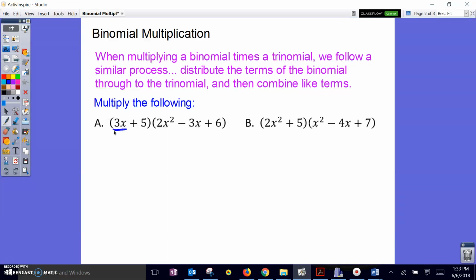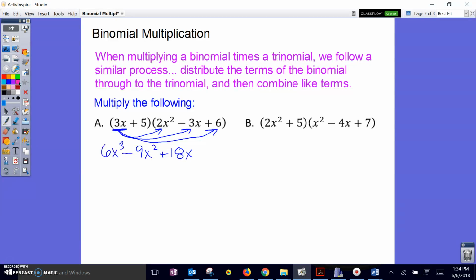And we're usually going to have a bunch more like terms to combine in these than we did in the first type. All right, so I'm going to take 3x and distribute it through to all three terms of the second polynomial. So 3x times 2x squared gives me 6x to the third. 3x times a minus 3x gives me minus 9x squared. And 3x times plus 6 gives me plus 18x.